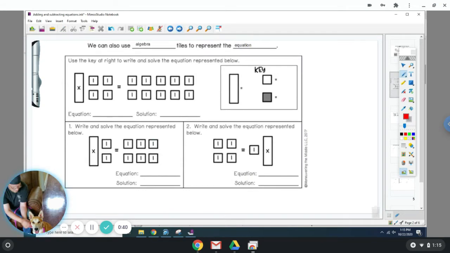So we can also use algebra tiles to represent the equation. So we're going to write our equation from this model, and it shows us the big long rectangle is x's, the blank squares are ones, and the gray squares are negatives or minuses. So here you have x plus 4 is equal to 1, 2, 3, 4, 5, 6, 7, 8, 9, 10, 10.